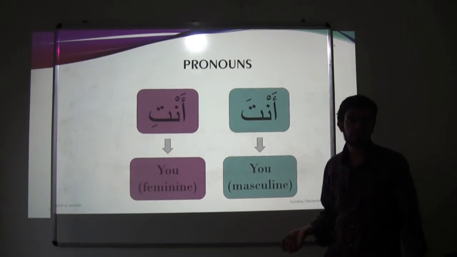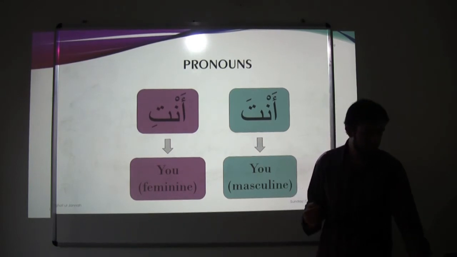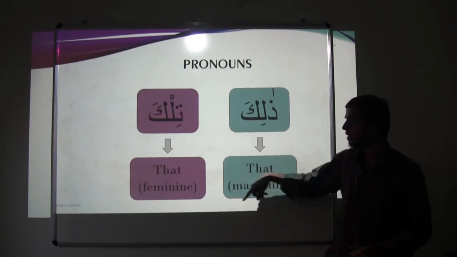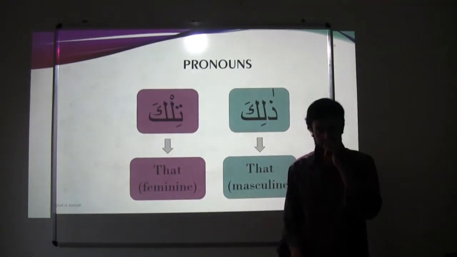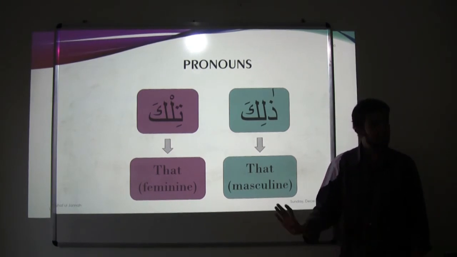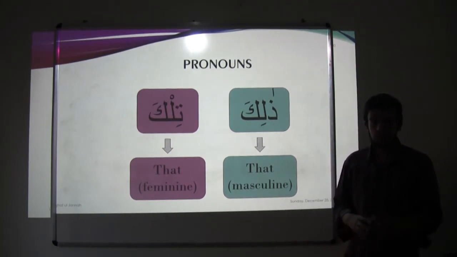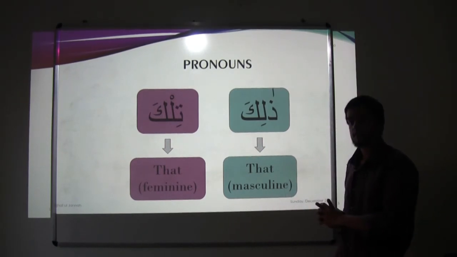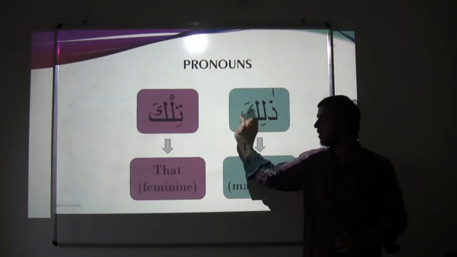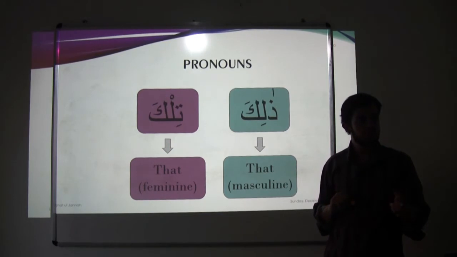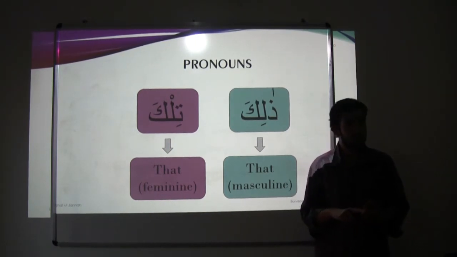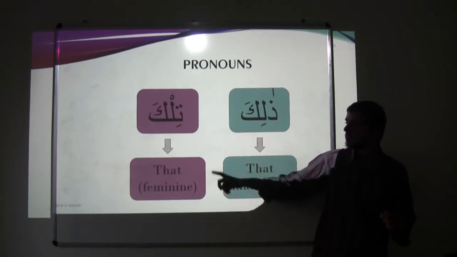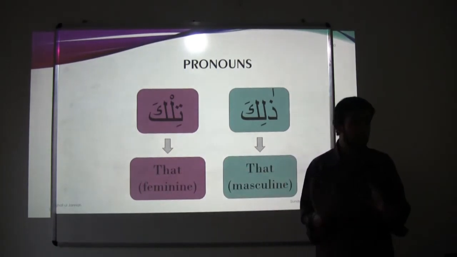So in the 7th chapter we'll be learning the feminine form of dhalika, which is tilka. Dhalika, that, for masculine nouns. Tilka, that, for feminine nouns. Simple. Only one extra word, that's it. So that's why I wanted to finish this today itself, because it's as simple as that. Any doubts here? As simple as dhalika, tilka. If you remember, we finished the first 2 chapters in the first class, because in the 2nd chapter the only thing we learn extra is dhalika. And here, the only thing we learn extra is tilka, apart from the vocabulary.